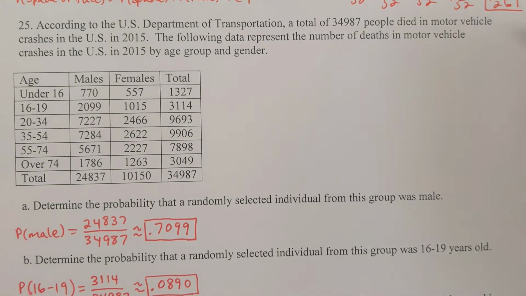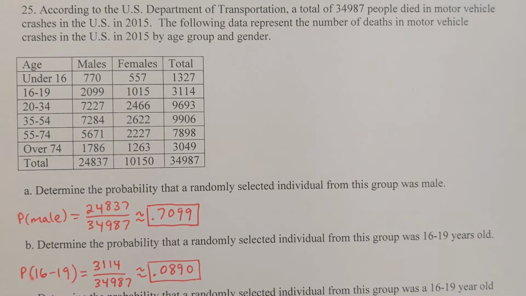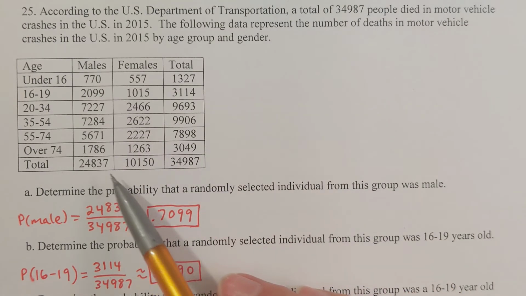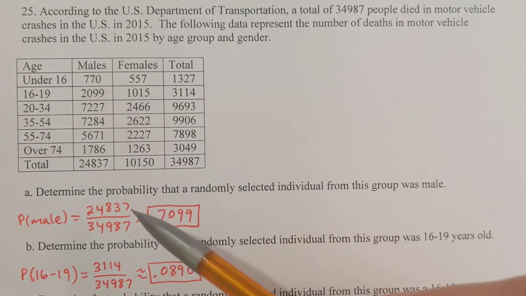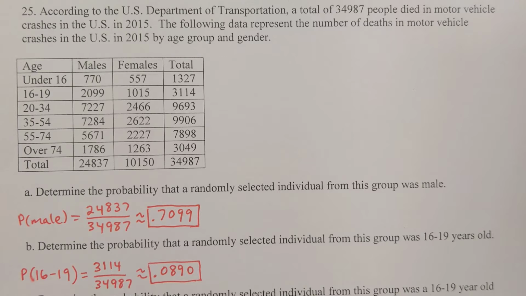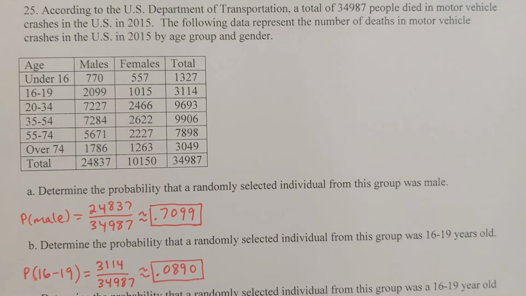Along with the totals. So part A, I need to determine the probability that a randomly selected individual from this group was male. So I have to take the number of males, which is 24,837, and then divide that by the total, 34,987. And when I divide, approximately, to the nearest four digits, 0.7099 would be the answer. So there's a 70.99% chance that I would select a person that is a male from this group.